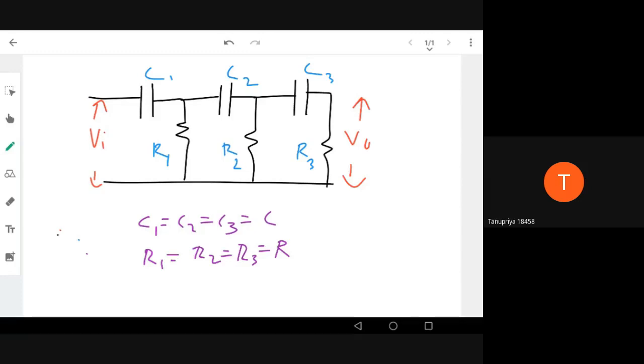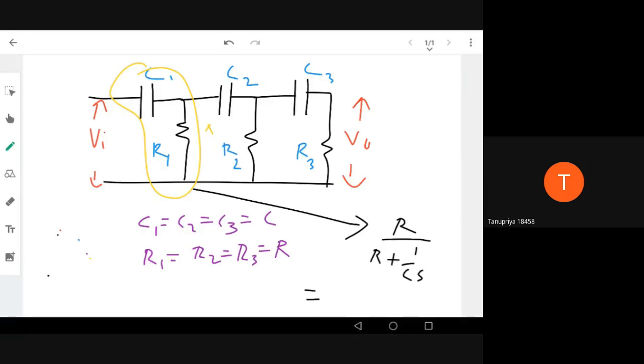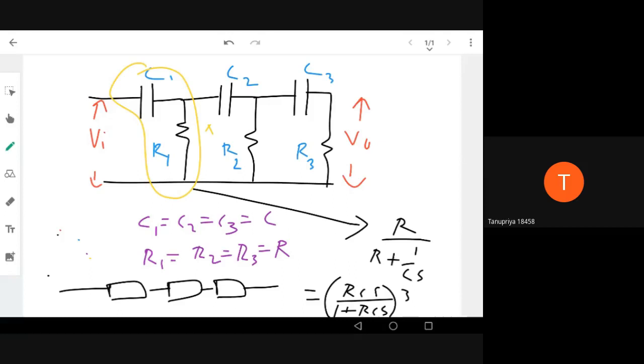So here also the question is, if I know the transfer function of this stage, can I multiply it or take a cube of that? The transfer function of one stage will be R divided by R plus 1 by Cs, which is nothing but RCS divided by 1 plus RCS, right? If I have this transfer function, can I take the cube of it, for three in series, to get the overall transfer function of this circuit? Is it possible or not?